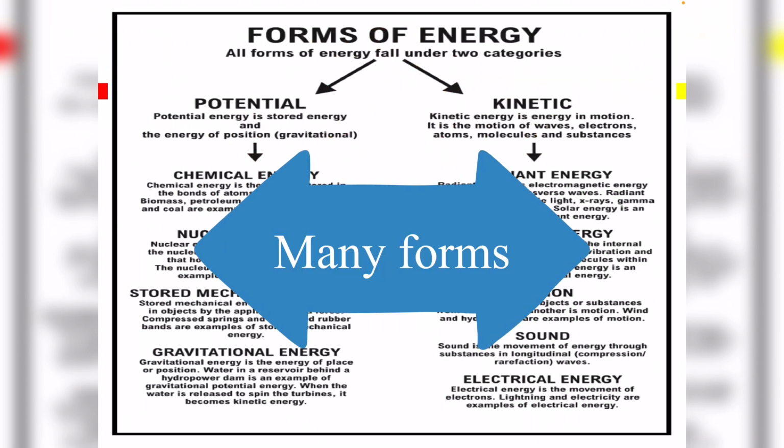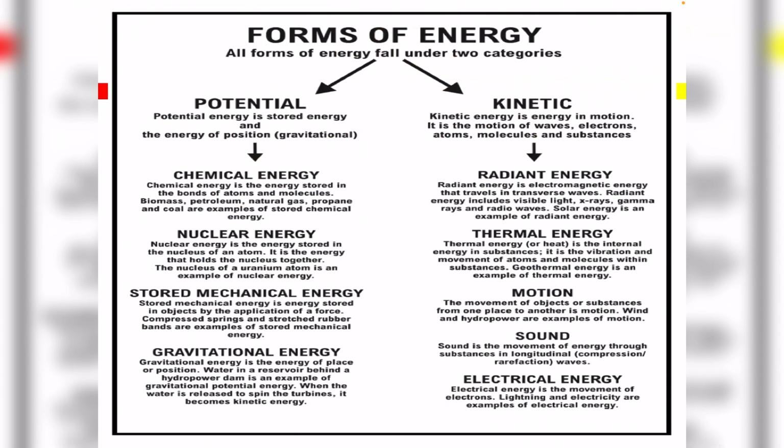And it is composed of many forms. So you can see here the different forms of energy, and they fall under two categories or types. We have the potential and kinetic. When we say potential, these are the forms of potential energy, stored energy, or energy of position. So we have chemical energy, nuclear energy, stored mechanical energy, and gravitational energy. Now under kinetic, we have the following: radiant energy, thermal energy, motion energy, sound, and electrical energy.